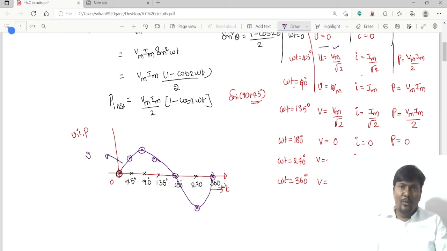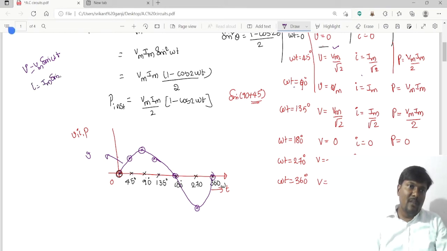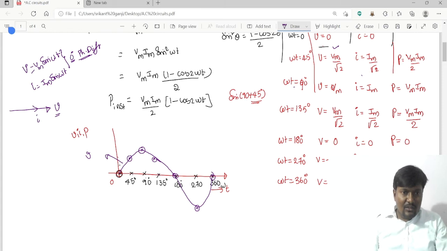Coming to the current, both the voltage zero points and maximum points take place simultaneously, because in the equation V is equal to V max sin omega t, similarly I is also the same, sin omega t. Both are in the same phase. If you represent it in phasor form, this is the voltage and the current, and both are in the same phase. Why? Because the phase difference between these two is 0 degrees. At 0 the magnitude is 0.